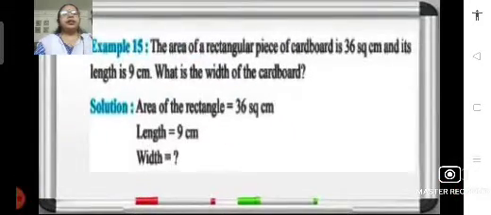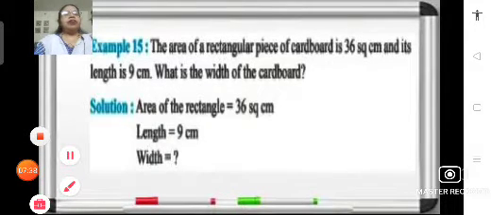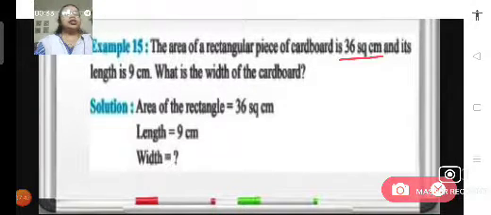Next problem. This is an example where area and length are given and the width of the rectangle we have to find out. Let's read the question. The area of a rectangular piece of cardboard is 36 square centimeter. Area is given and what is its length? It is 9 centimeter. Then what is the width of the cardboard?